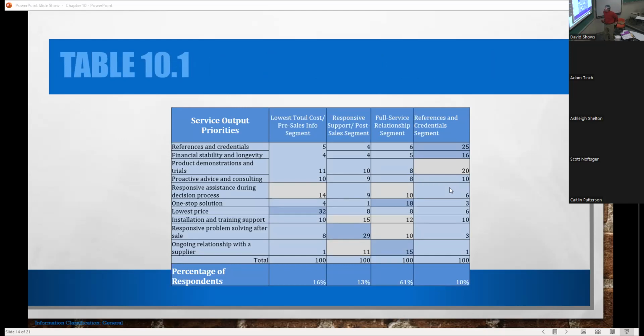So let's take a look at it. The first thing to look at when you see things like references and credentials, financial stability and longevity, they're looking at that particular service outputs in terms of information search. Those are things that are considered important to them. But if you notice, you're coming up with specifics, but each specific is one of the 6 generalized service outputs.